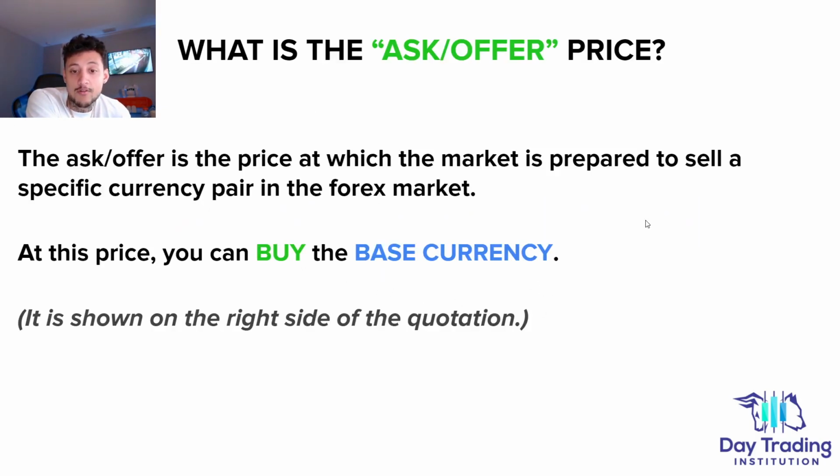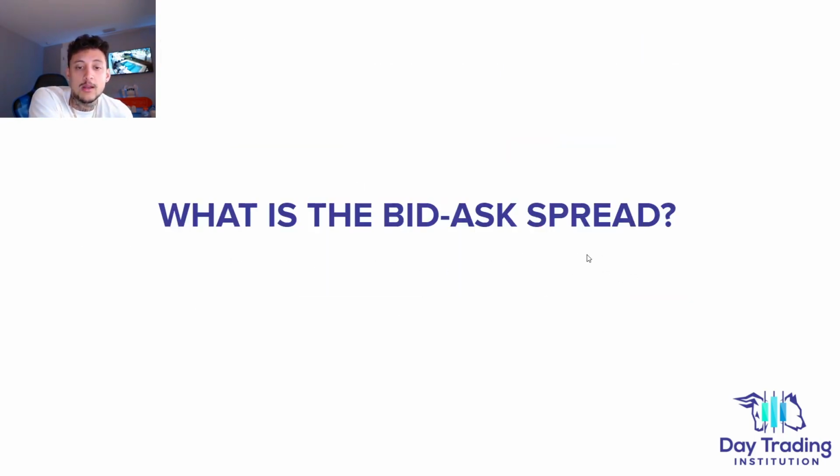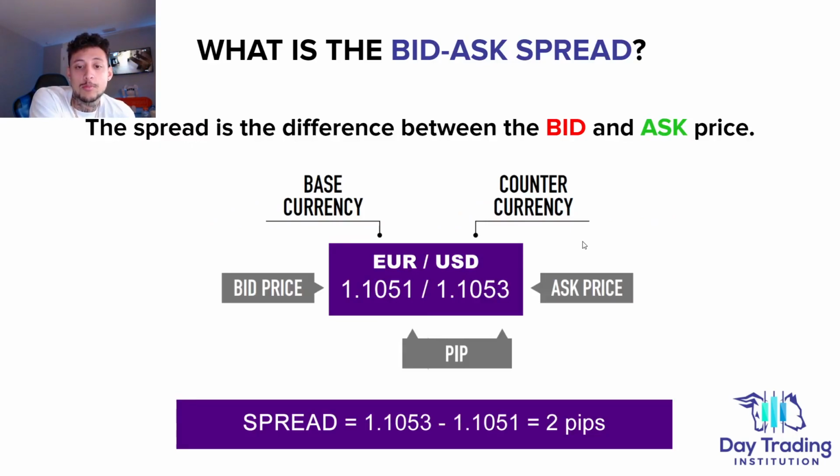So the ask offer price is the price at which the market is prepared to sell a specific currency in the Forex market. At this price, you can buy the base currency, right? So here's the ask price, and then notice a bid. Now the bid ask spread, this is the bid ask price that I was telling you about, this is where the brokerage makes their money, right? So notice how the spread is the difference between the bid and the ask price.